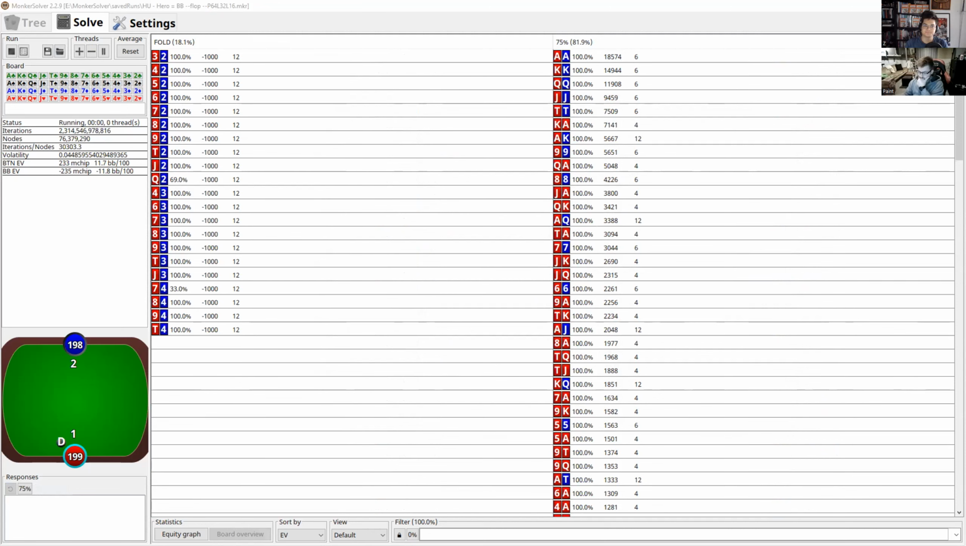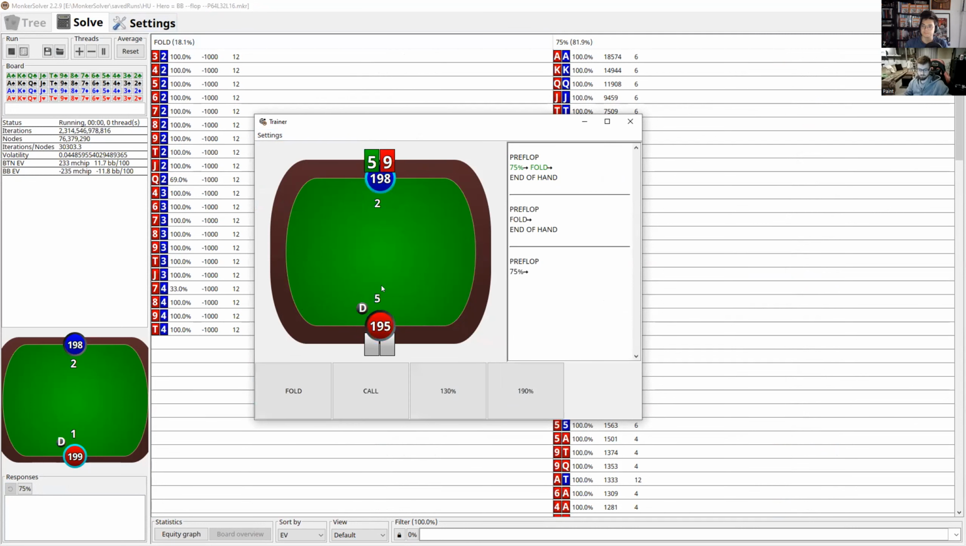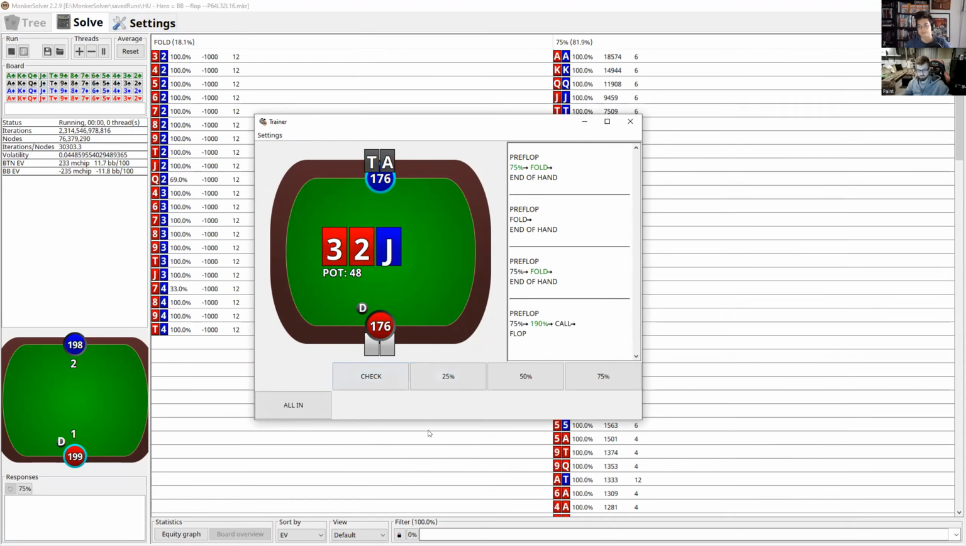Okay, so here, for example, this one is the hero equals big blind. You can train as button +1. You press OK. Right, and then there you go, swaps you around. So now you're here. And then you just play it. Right, and then it helps you with the flop strategy as well.